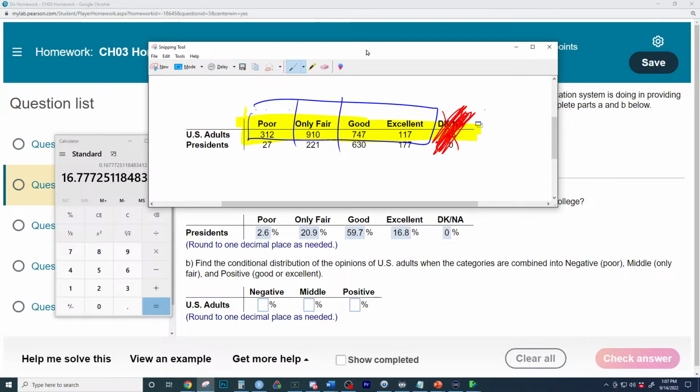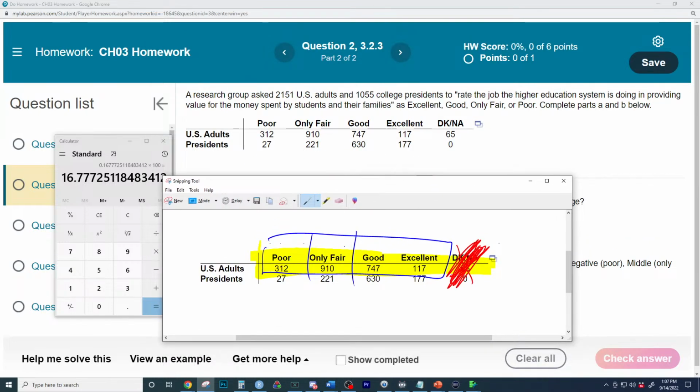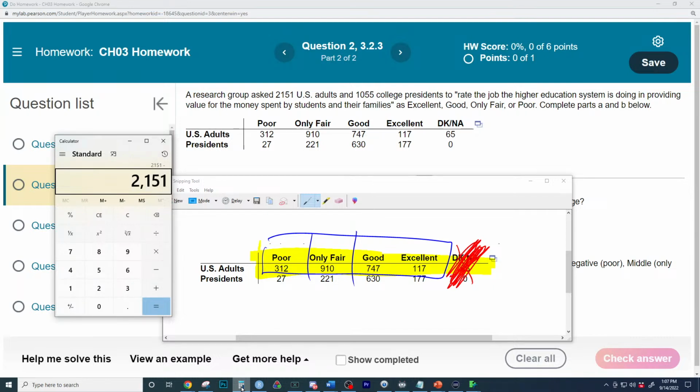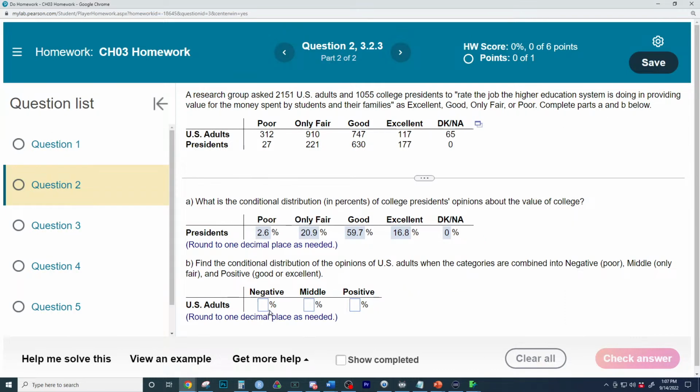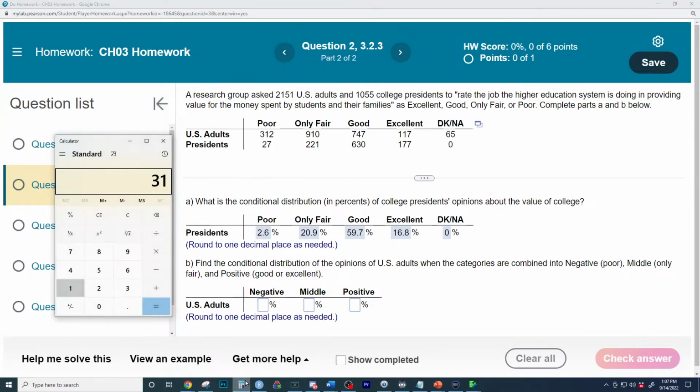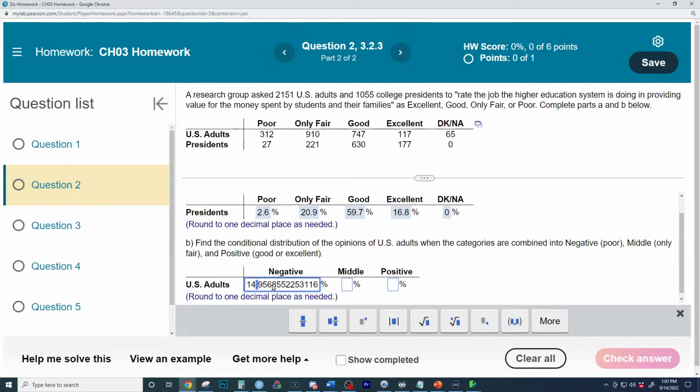So now when we do this, the new total, there was 65 there. So we need to do 2151 minus 65. So 2086. Yep, Blake's giving some great advice right there. 2086. And so that should be it. 312. 312 divided by 2086 times 100. Copy, paste, and that's going to round to 15. Nice and neat and round.